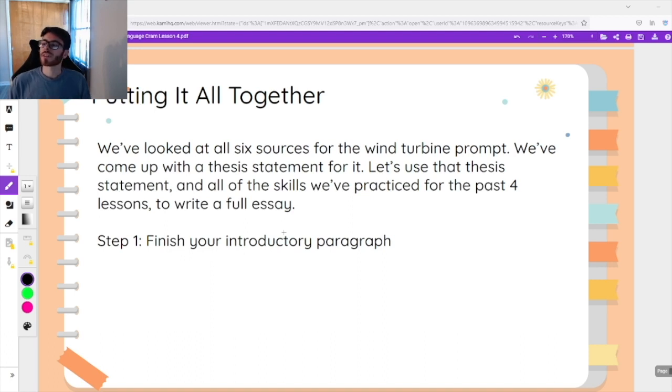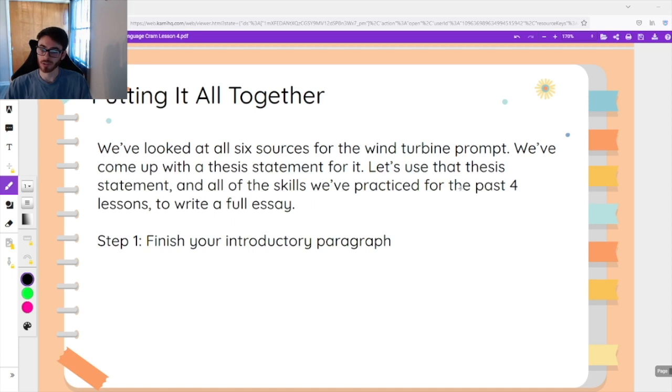So now what we want to do is actually put this all together, right? We have all the pieces now, but we haven't really practiced putting all the pieces together yet. So let's do that. Let's write an essay for the wind turbine prompt.